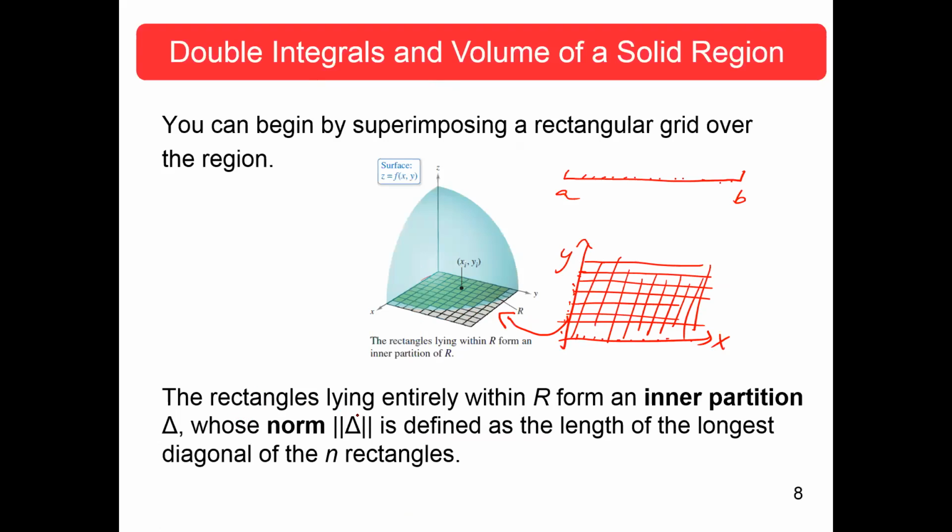So the rectangles lying entirely within the region R would form an inner partition. The partition, which you can also call P, has a norm, which is the magnitude, defined as the length of the longest diagonal of the nth rectangle. So this will be its norm. All right, so we finished the partition into small rectangular blocks.